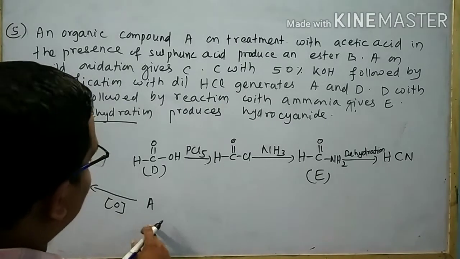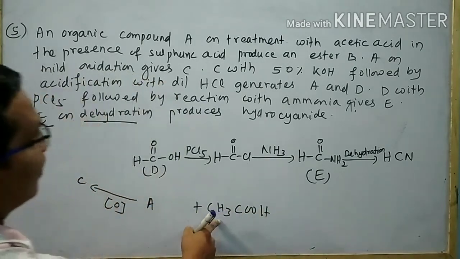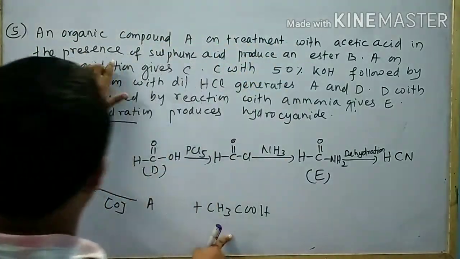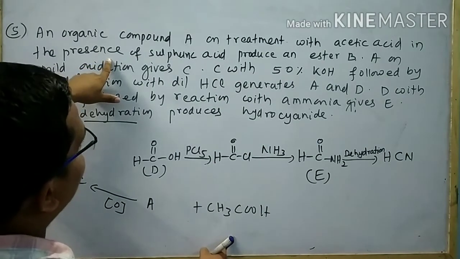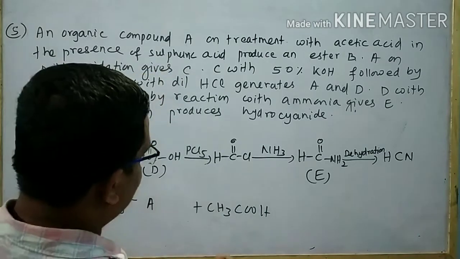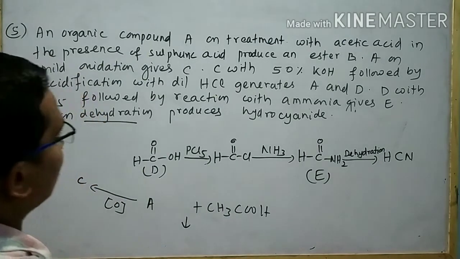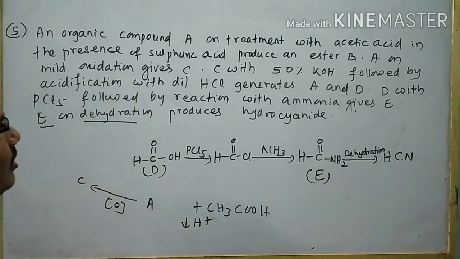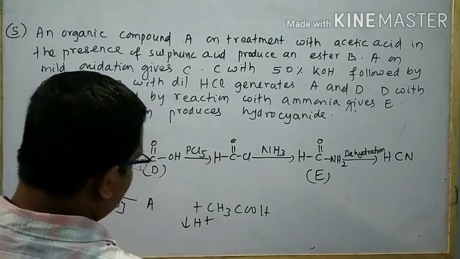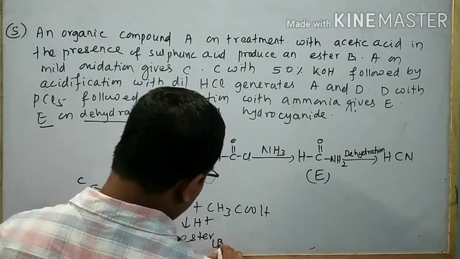A on treatment with acetic acid, that means CH3COOH, an organic compound A. This is A on treatment with acetic acid in the presence of sulfuric acid producing an ester B. When A and acetic acid undergo a reaction in the presence of sulfuric acid, suppose we write H+, then an ester is formed. This is an ester, and that ester is considered as the B product.